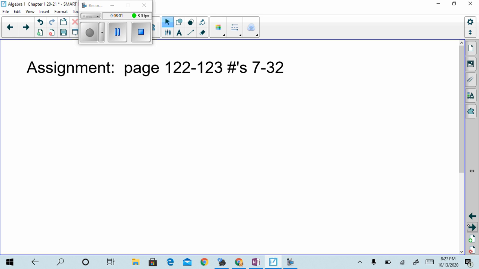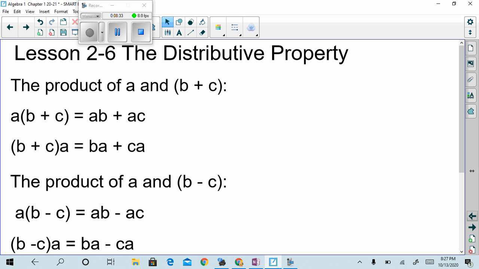Since we have just an extra minute or two, let's just briefly refresh our memory on the distributive property. This will be our lesson if there's time after the quiz. Distributive property just simply says the product of A and B plus C can be distributed or shared. You're going to multiply A times B and A times C. Occasionally you'll see that term to multiply on the right instead of the left. It means the same thing.